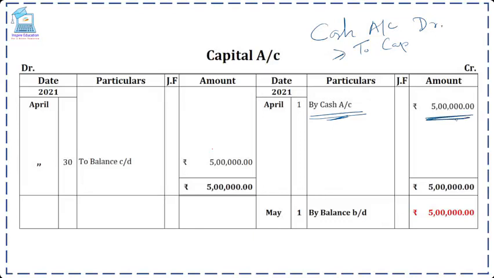This is the 5 lakhs. Clear? Which balance is this? Here 5 lakhs is the total amount, and there is nothing else. So ultimately the capital account is 5 lakhs. So this balance is called a credit balance. Clear? I think there is no need to explain more. This balance is called a credit balance.